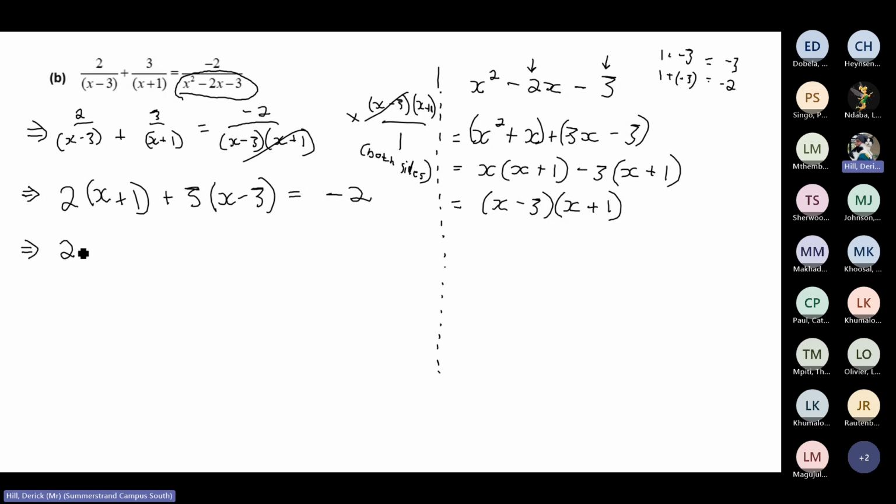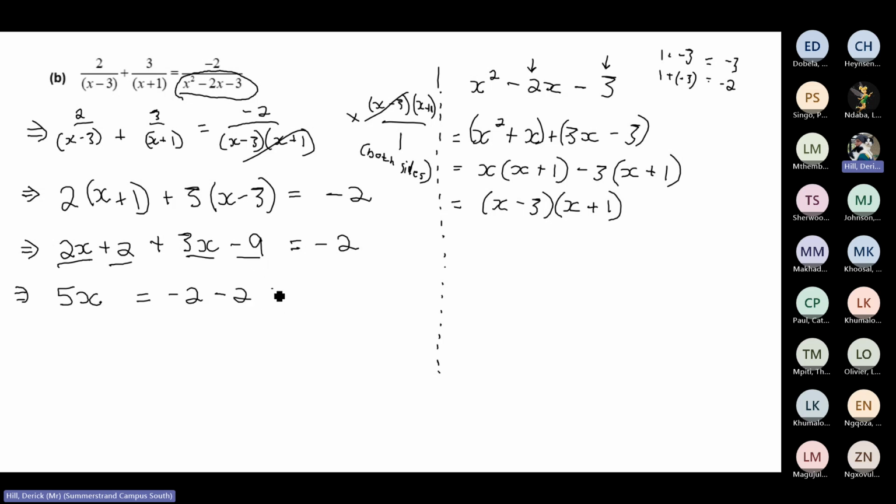Now I'm simply going to multiply in my 2 over here, multiply in my 3 over here, and the minus 2 stays as it is for now. Now I want all my x's on one side, but first of all, I can see that 2x and 3x are my only x's, and adding them together gives me a 5x. Now I've got a minus 2 here, and I want to bring all the constants over. So I've got a 2 over there, so I subtract 2. And here I've got a minus 9, so I add 9.